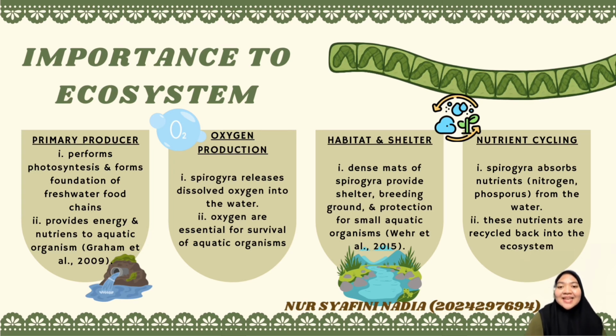And last, it drives nutrient cycling. Spirogyra absorbs key dissolved nutrients like nitrogen and phosphorus right out of the water. When it eventually breaks down, these nutrients are recycled back into the ecosystem, maintaining the balance of the aquatic environment.